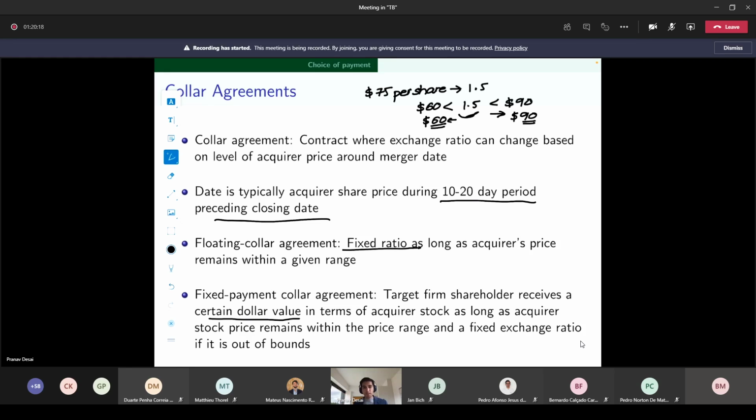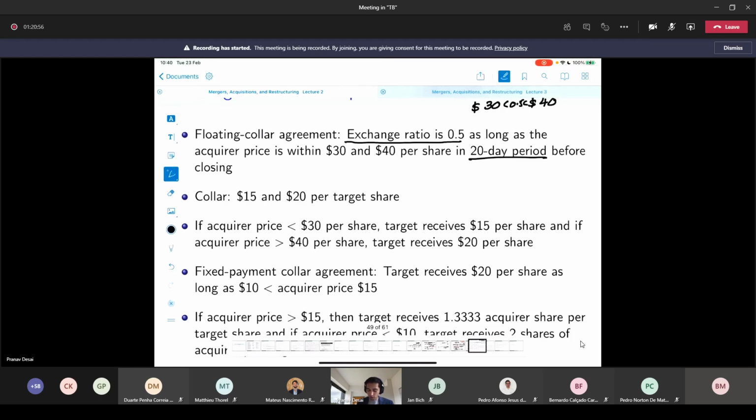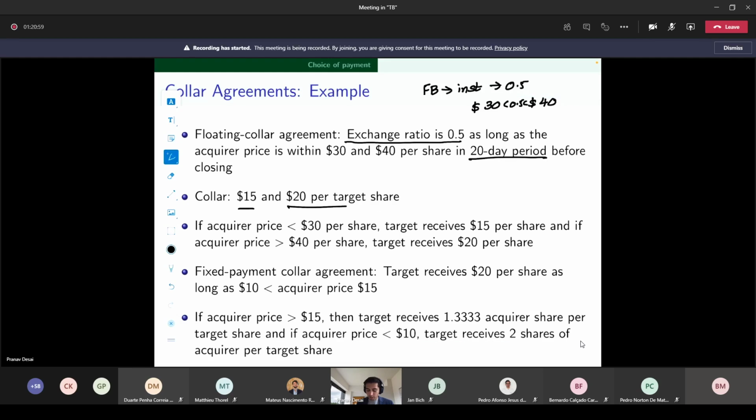So to give you a very precise example of a collar agreement, let us consider this case where you have an exchange ratio of 0.5. So what was the example? Facebook and Instagram. That was the one that we started with. Facebook is, for instance, offering Instagram an exchange ratio of 0.5 as long as the price of the acquirer is between 30 and 40 in this 20-day period before closing of the deal. Now, that is the agreement. And what it says over here is that the collar is $15 and $20 per target share.